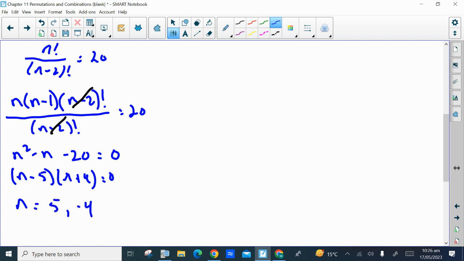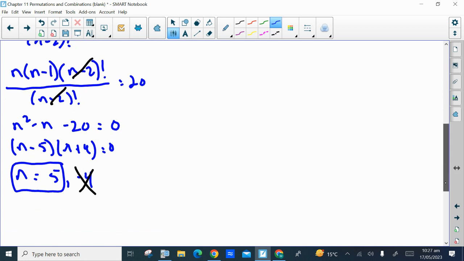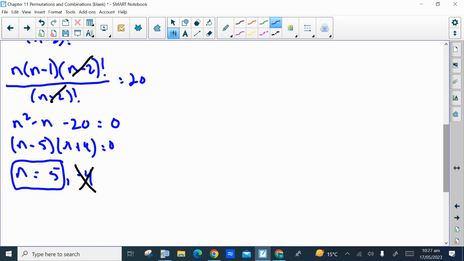But remember, n refers to a number of items you're choosing from. It can't be negative, so that is an extraneous answer. The only one that works is 5, which we already know to be true. We did it by guess and check to see that our answer would be 5. Now we see where it comes from algebraically.